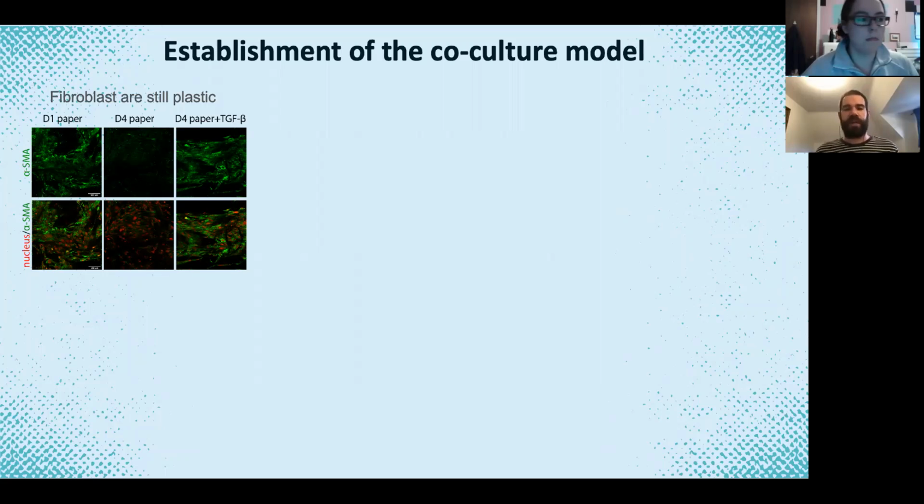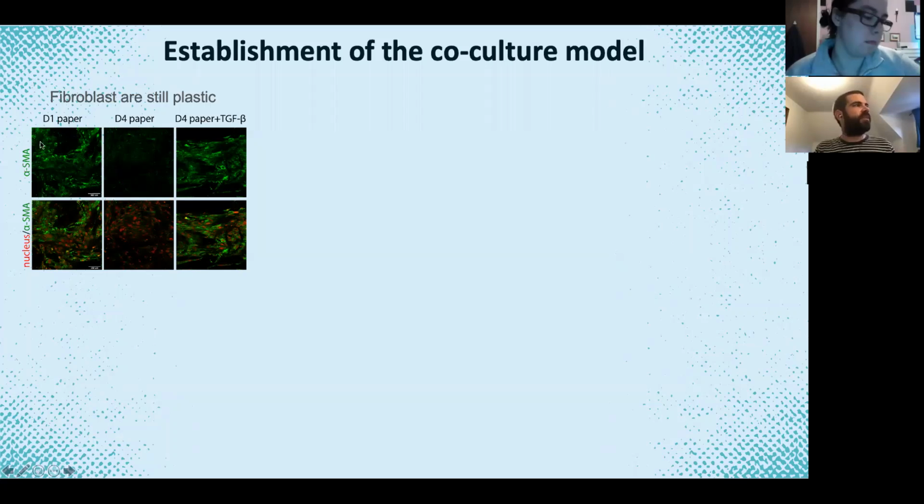So you have to show that this paper doesn't influence cell behavior by itself, because if it does, that's a problem because your cells don't behave normally when they're in paper, so you can't really make any conclusion. So to show that your cells are not influenced by paper, you need to show that they're still what we call plastic, meaning that they can still be activated or deactivated.